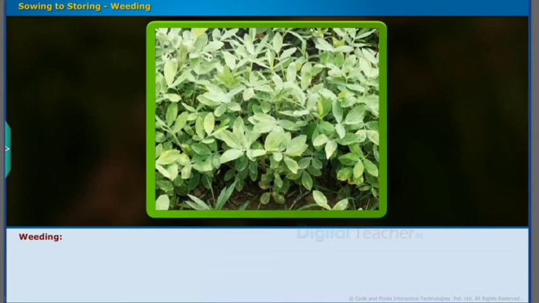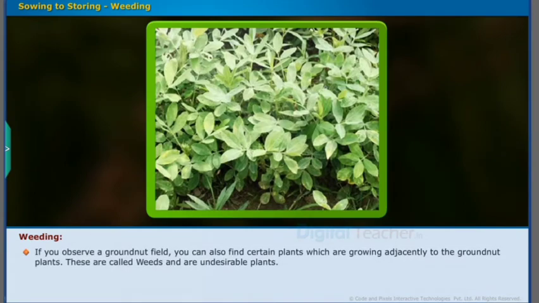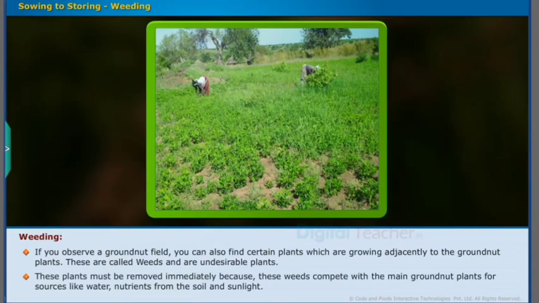Let us know what weeding is. If you observe a groundnut field, you can also find certain plants which are growing adjacently to the groundnut plants. These are called weeds and are undesirable plants. These plants must be removed immediately because these weeds compete with the main groundnut plants for resources like water, nutrients from the soil, and sunlight.